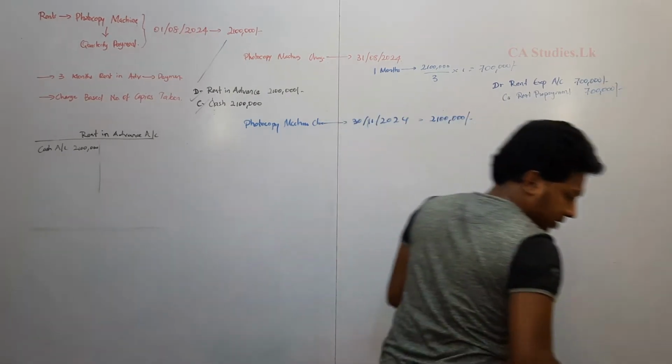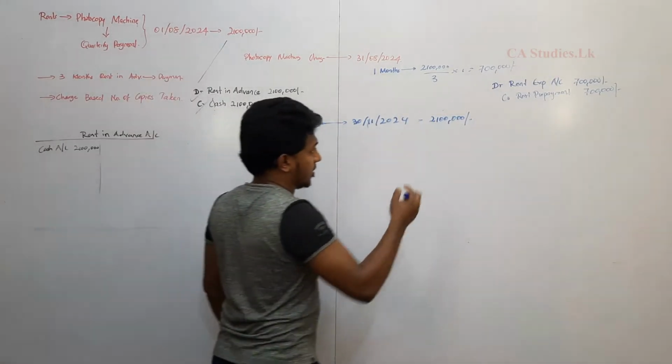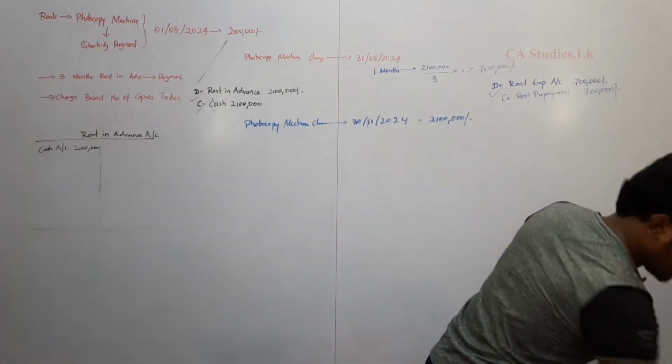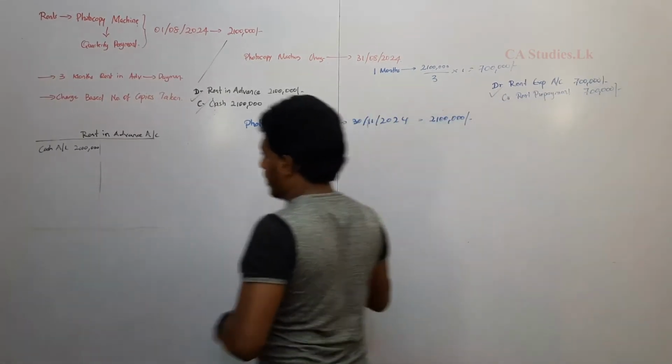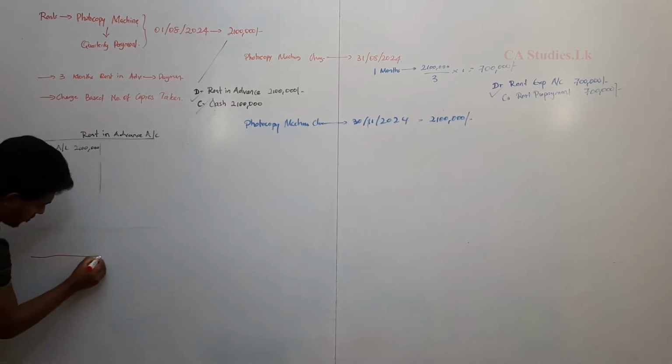Let's pass that. Let's pass a debit first. Let's open a rent expense account.